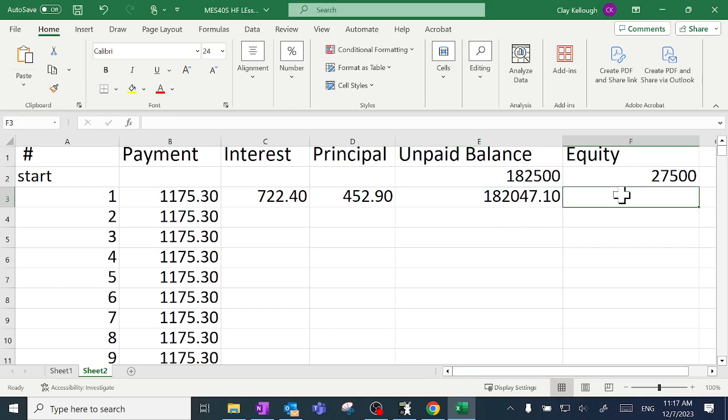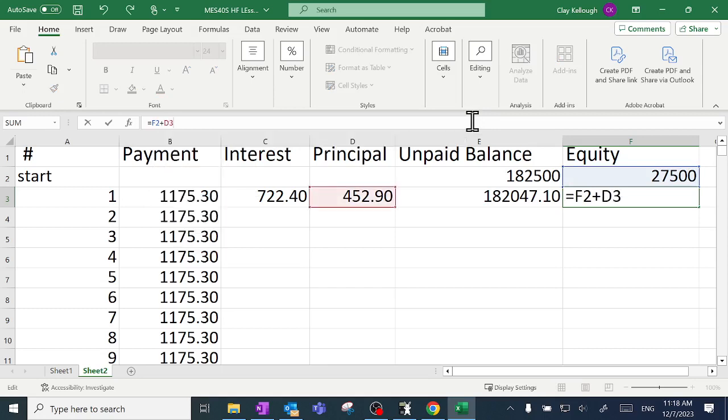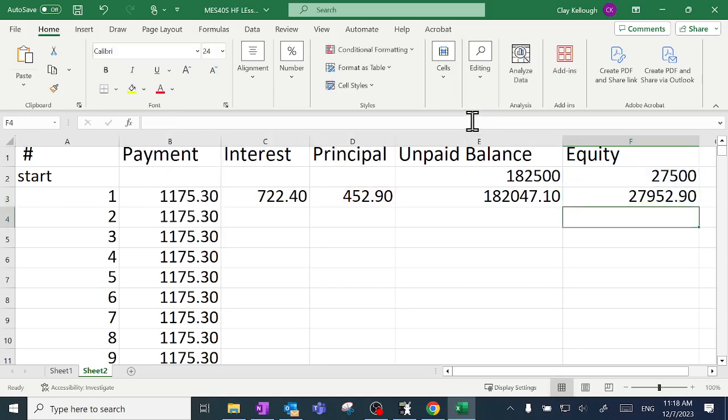And what's my new equity? Oh, yeah. I take this number and I add that number. So where are the homes of those two places? This is cell F2 and this is cell D3. So in here, I want to do equals F2 plus D3. And then boom, it gives me my number, and that's the same number we had last time, 279.52. Right? Now I want to redo everything I just did 60 times.